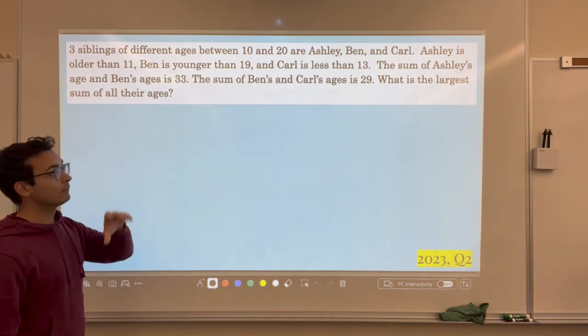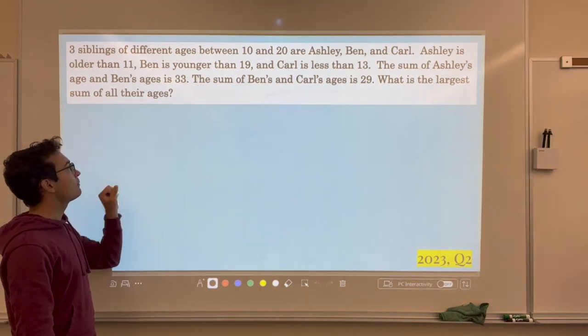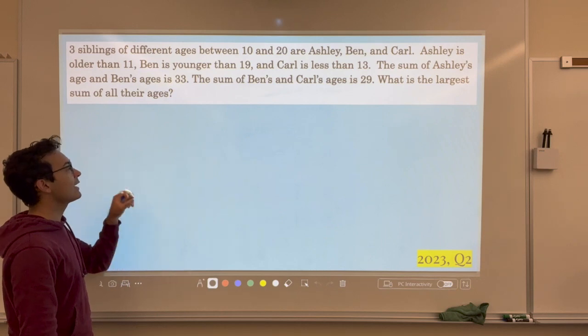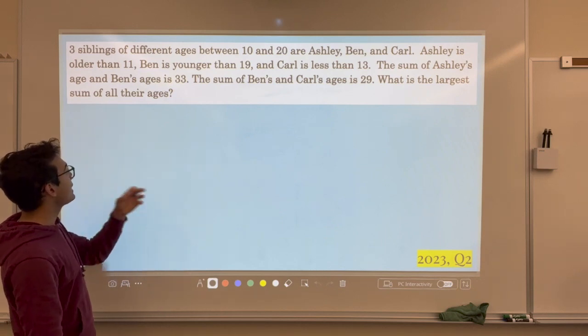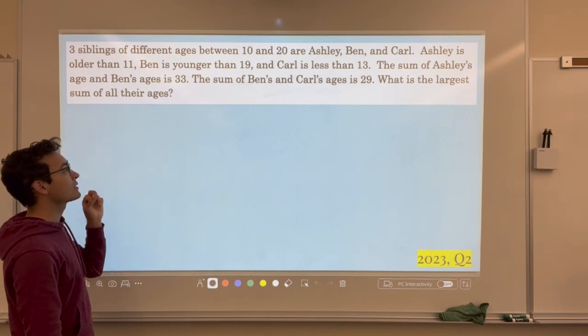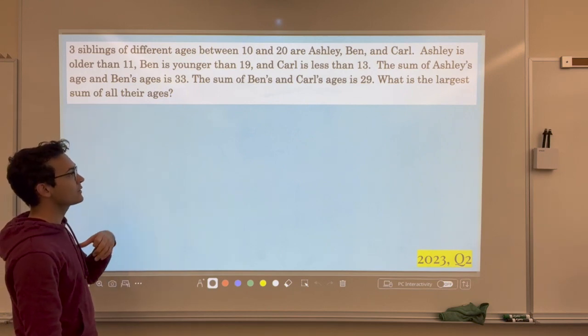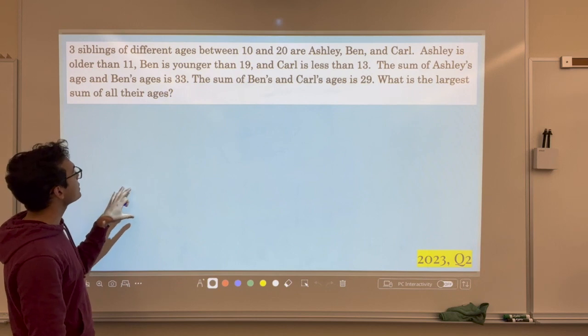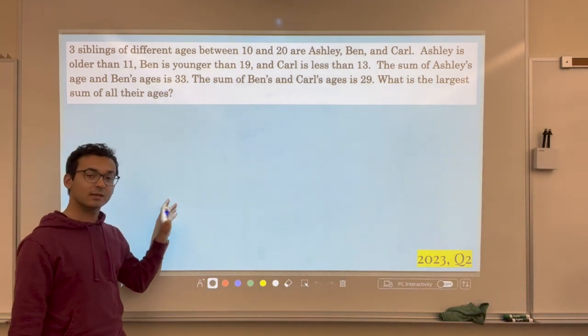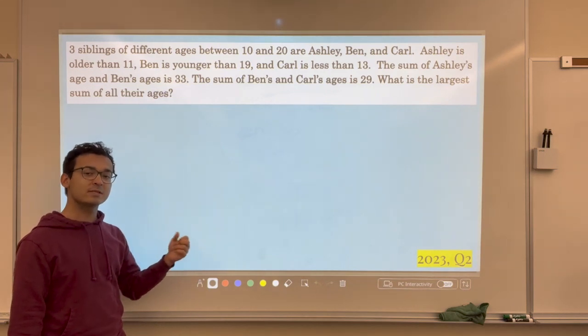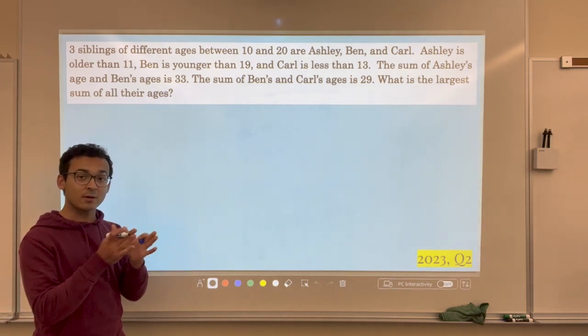So let's continue. Ashley is older than 11, Ben is younger than 19, and Carl is less than 13. The sum of Ashley's age and Ben's ages is 33. The sum of Ben's and Carl's ages is 29. What is the largest sum of all of their ages? So based on the information that they give us, there are different possibilities as to what their total sum could be.